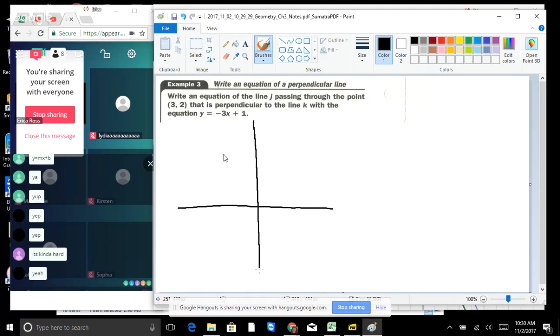All right, so let's say that we don't have access to a graph tool, right? We're just chunking right along here. I think it's helpful to graph these because you can visually see what you're trying to do. We want to write an equation for a new line. The new line is going to go through 3, 2. So when x equals 3, y equals 2, right here. So our new line is going to go through 3, 2.